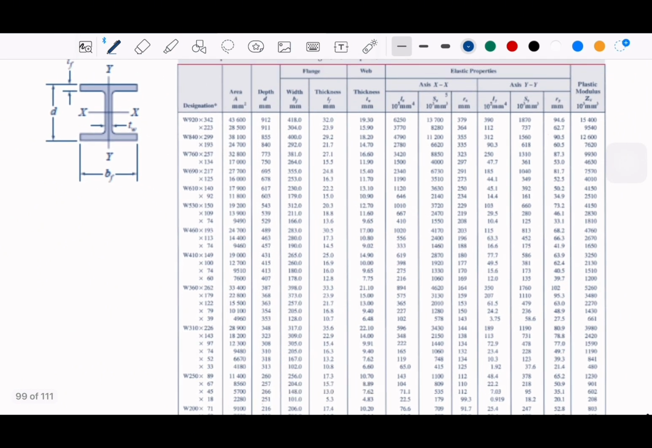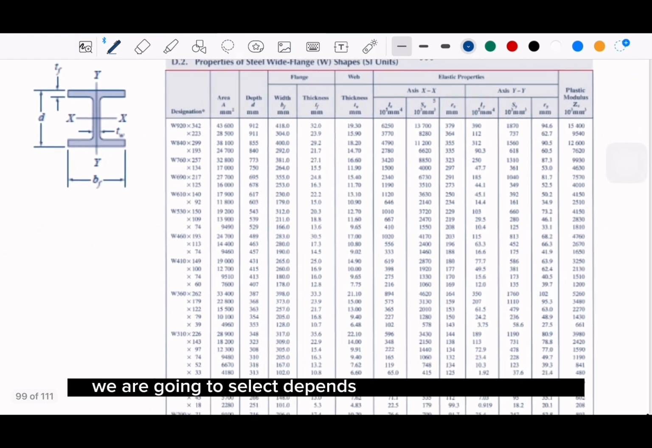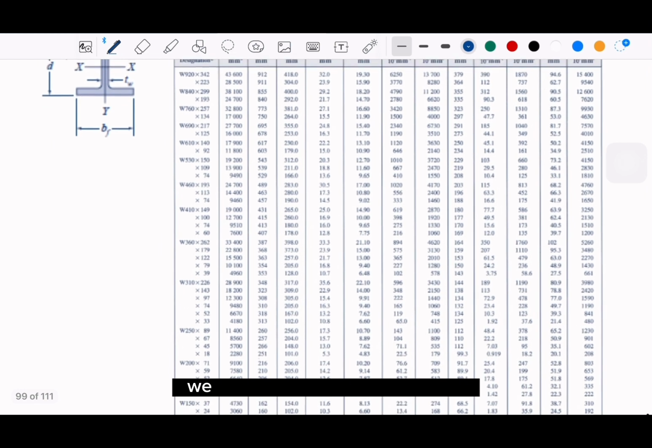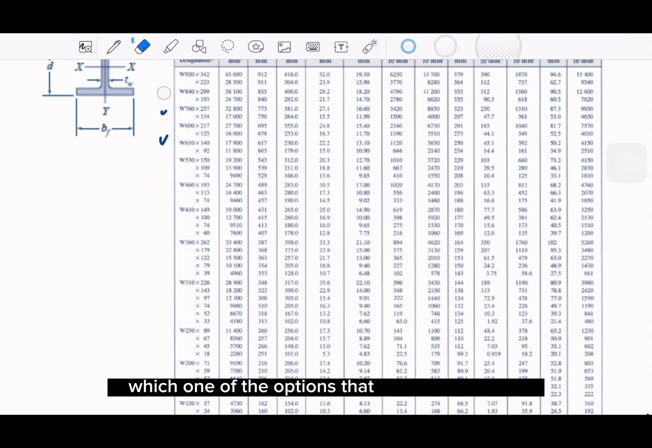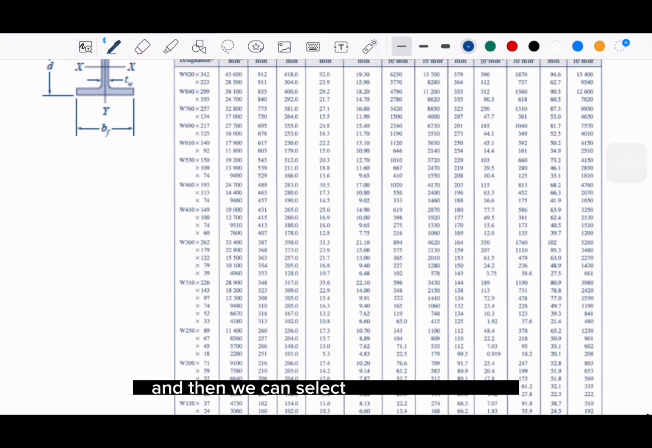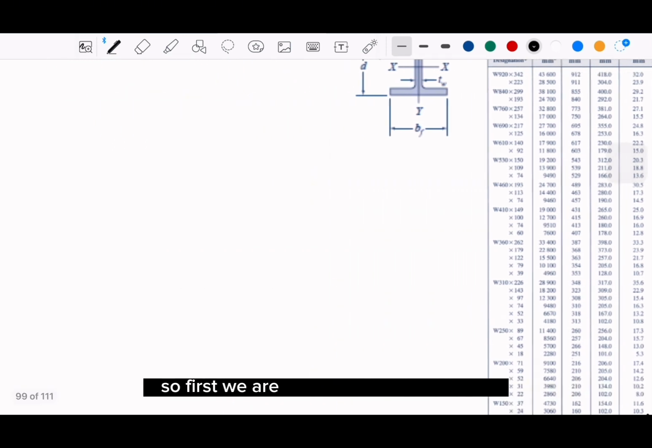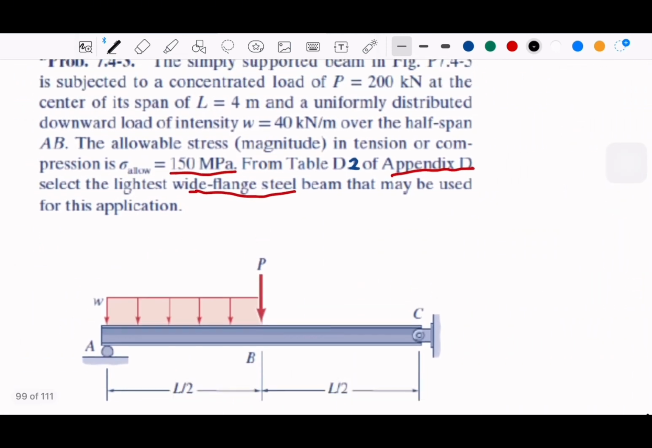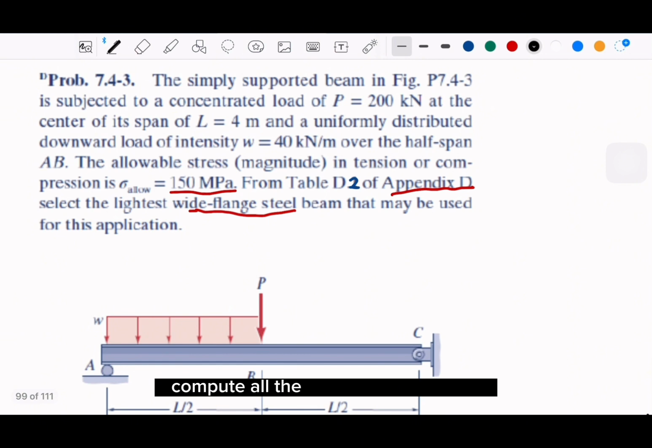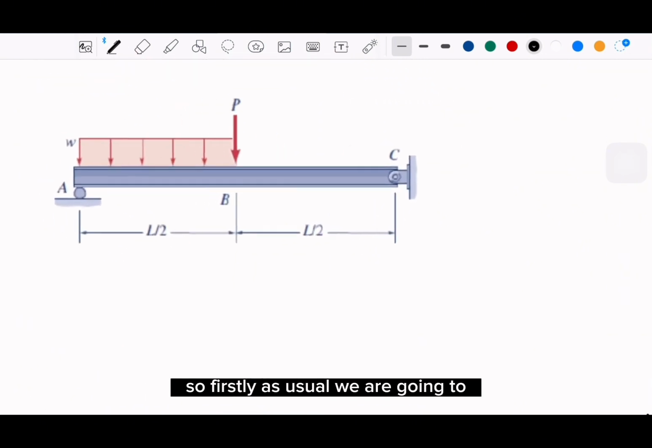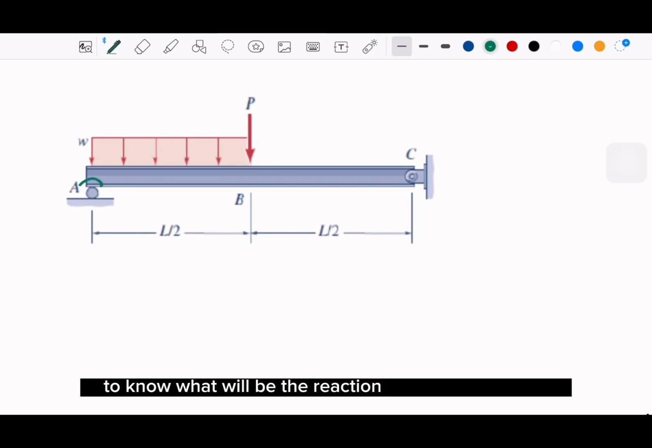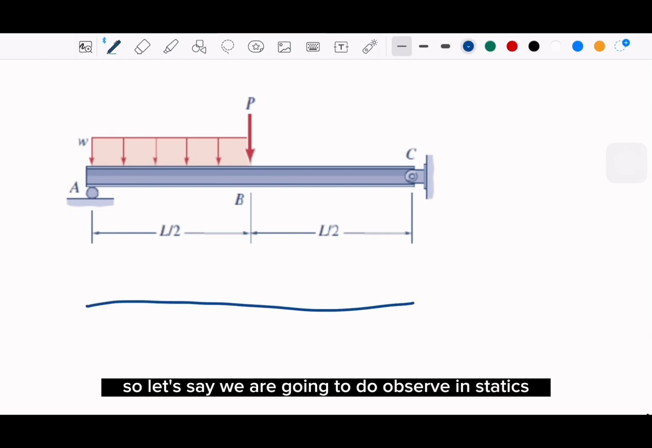Okay, so we finish. We are going to select, depending on what this design has, which one of the options that are available, and then we can select that as our choice. Okay, so first we are going to compute all the information needed. So firstly, as usual, we are going to know what will be the reactions here and here, right? So let's say we are going to observe in statics.